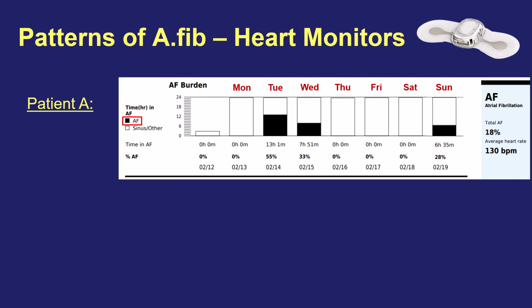Atrial fibrillation is shown here with black bars, and this person had atrial fibrillation on 3 days of this week, Tuesday, Wednesday, and Sunday. And you can see here the amount of A.Fib that they had on each of those days. And in total, this person had an average of 18% atrial fibrillation over time, going in and out of atrial fibrillation. And this person has a pattern that's called paroxysmal A.Fib. That means they go in and out of it on their own.